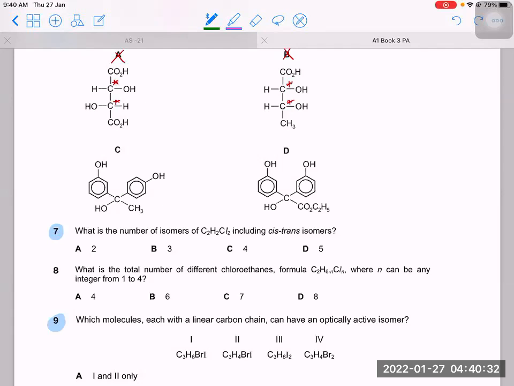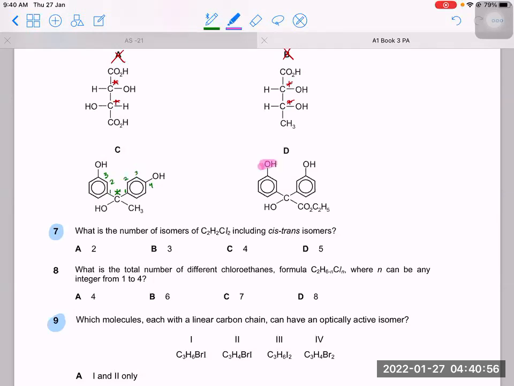Benzene with an OH: do you see the position of the OH on the benzene? Do you see it is on this carbon? Let's call this carbon 1, 2, 3, and this one carbon 1, 2, 3, 4. Do you see they are different groups, because the position of the OH is different? So this is chiral, yes.